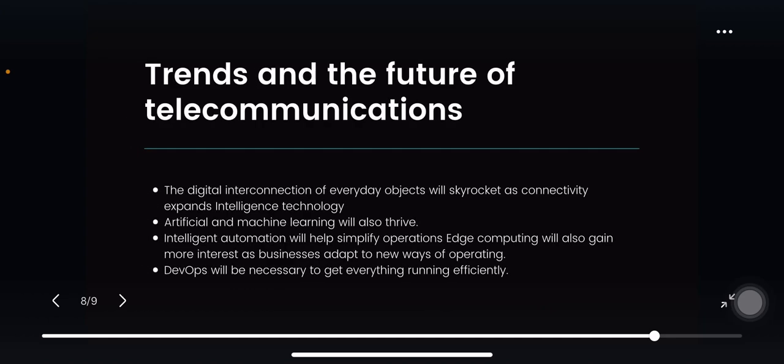Okay, trends and the future of telecommunications. The digital interconnection of everyday objects will skyrocket as connectivity expands. Artificial intelligence and machine learning will also thrive. Intelligent automatization will help simplify operation. Edge computing will also gain more interest as businesses adapt to new ways of operating. DevOps will be necessary to get everything running efficiently.